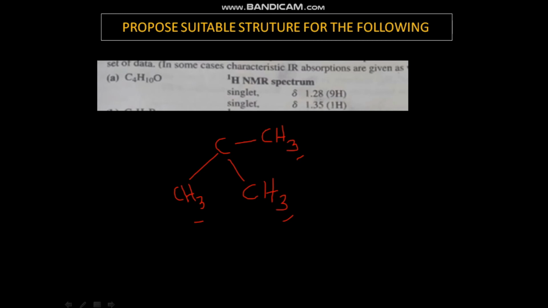Now what is the other signal? The other signal is 1.35, that is meant for 1 proton, and it is de-shielded. Why? Because the chemical shift value is 1.35, somewhat to the right of 1.28, so it is de-shielded. Therefore there is 1 oxygen for which I have to assign, and there is 1 proton because there are 10 hydrogens and I have counted only 9. Therefore I can make a logical guess it could be a hydroxyl proton.